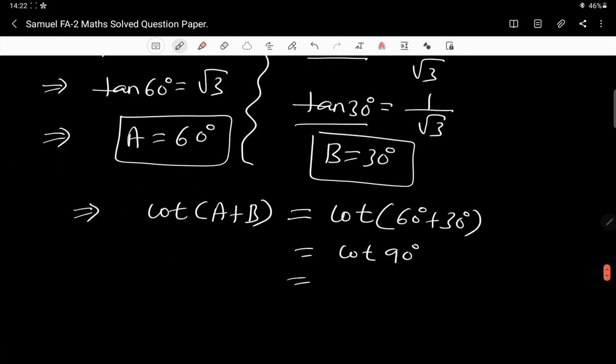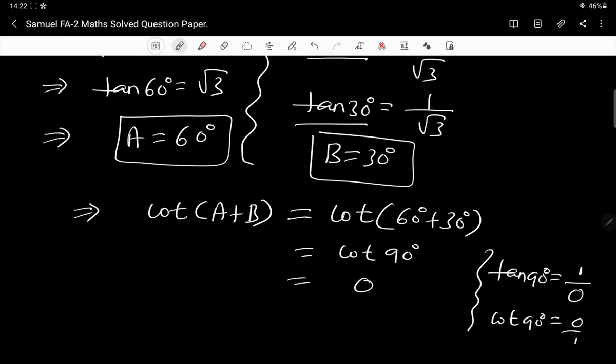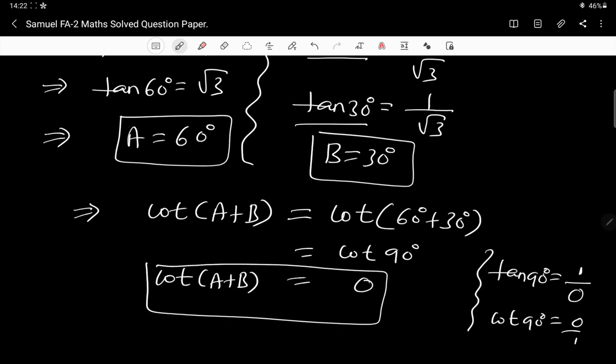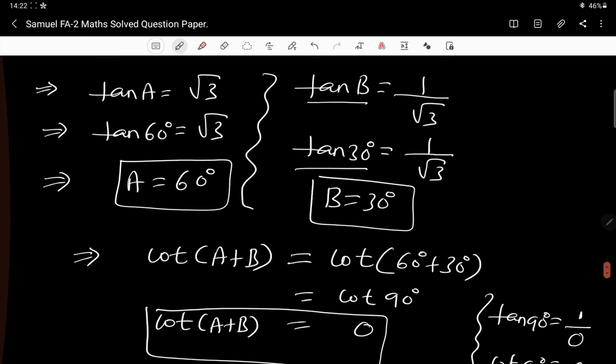Now, you should know what is cot 90 degree. I mean, you know about tan 90, right? So tan 90 is equal to sin 90 by cos 90. Sin 90 is 1 and cos 90 is 0. So 1 by 0. And the reverse of this, cot 90, is 0 by 1. So that's why the answer becomes 0. So therefore, cot of A plus B is going to be 0. So you should be knowing all these values. This is very, very important, dear children.